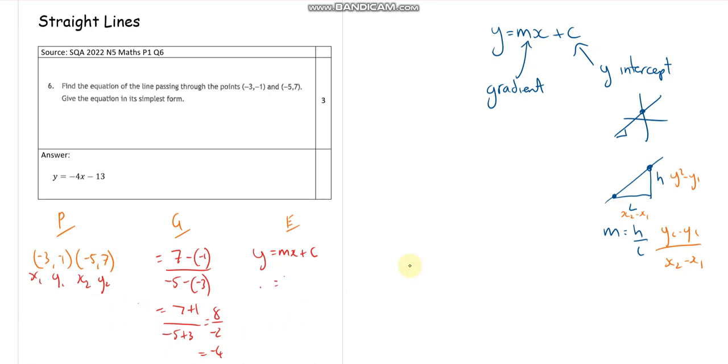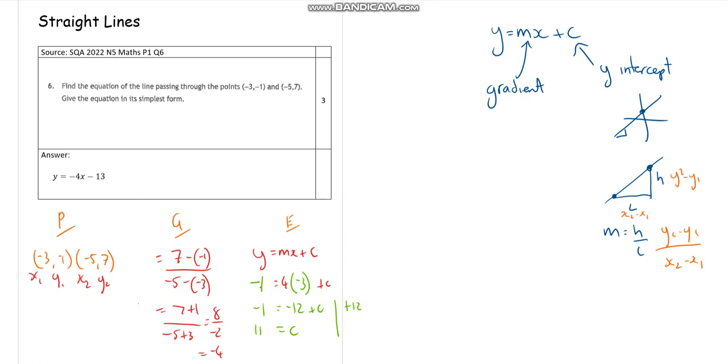So the gradient I know is 4. I'm just going to substitute any point I like. So I'm going to substitute in this first one. So y is -1 and x is -3. Just sub them in. So -1 is equal to -12 plus c. Get c on its own by adding 12 to both sides. Just a wee thing in there. Add 12 to both sides. So 11 is equal to c.